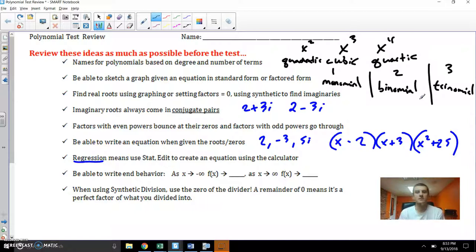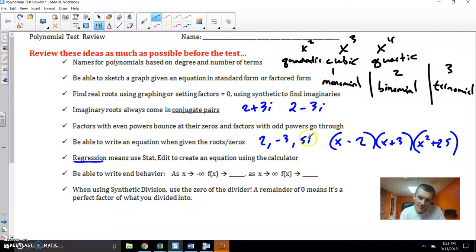Even powers bounce at their zeros, and factors with odd powers go through. That's part of being able to sketch a graph in factored form. Being able to write an equation given roots. So for example, 2, well, x minus 2 is the factor for that because 2 minus 2 is 0. If negative 3 is a 0, x plus 3 would be a factor.